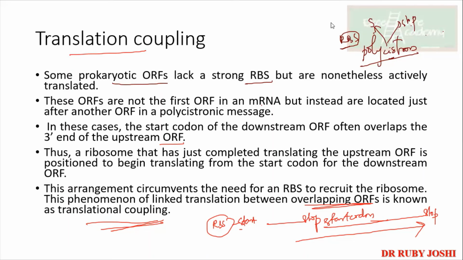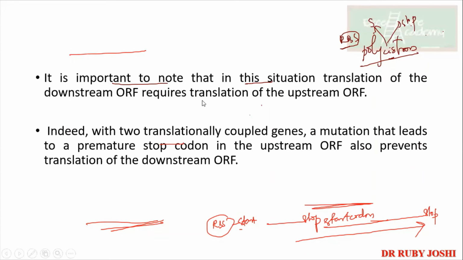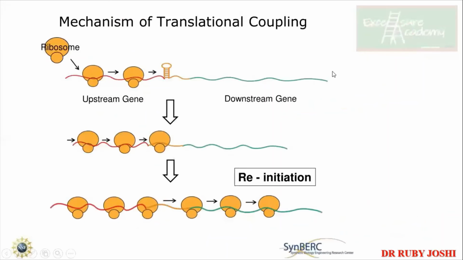I'll just show the figure. It is important to note that in this situation, translation of the downstream ORF requires translation of the upstream ORF. So what will happen if the upstream ORF is not able to get translated? Then obviously the downstream ORF is not going to happen. Okay? So if I cancel this, definitely this will not happen either. If this is happening well, then definitely this will happen well. Simple, okay? I'll just show the figure. I think it will be clear then.